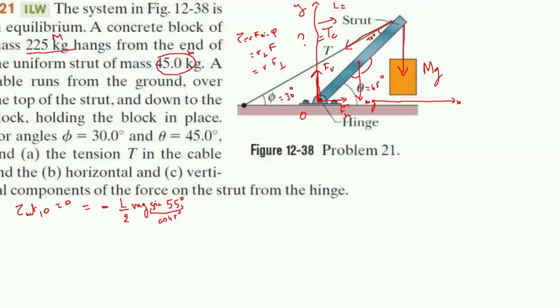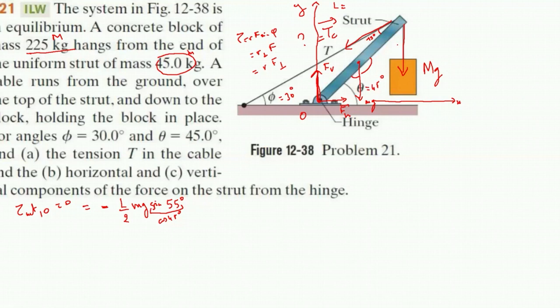Cosine 45 degrees. Okay, good. So if I use this formula, R perpendicular F, the moment arm will be L divided by 2 cosine 45, which is sine 55. Again, you do it the way you want, but get me the right answer, of course. Okay, so now this is the torque for the weight of the beam.